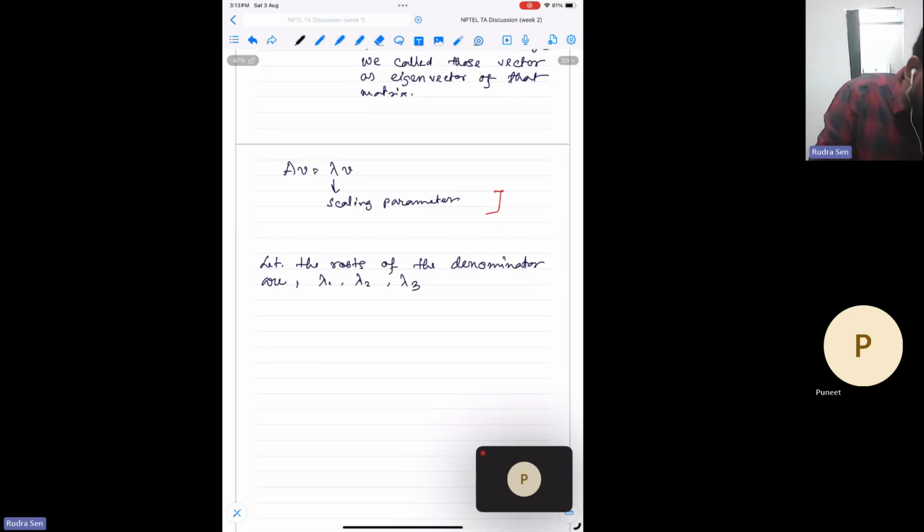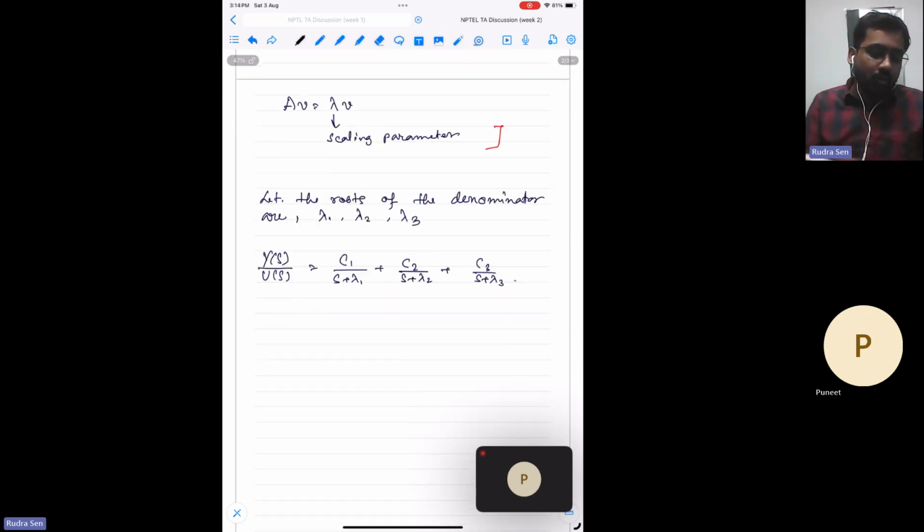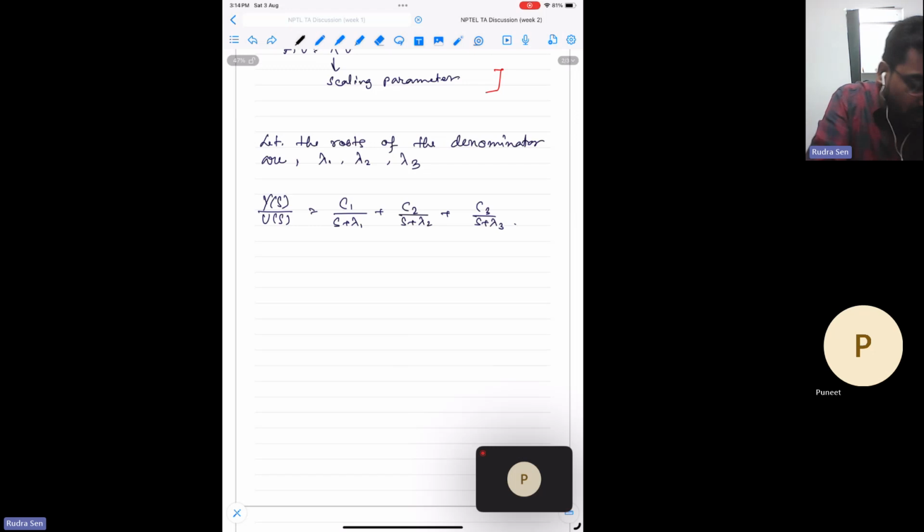So in that case we do the partial fraction. So let's say C1 by s plus lambda 1, C2 by s plus lambda 2 and C3 by s plus lambda 3. As you know, the partial fraction is only possible if the system's numerator has a smaller degree than the denominator. So now we have to find out C1, C2 and C3.